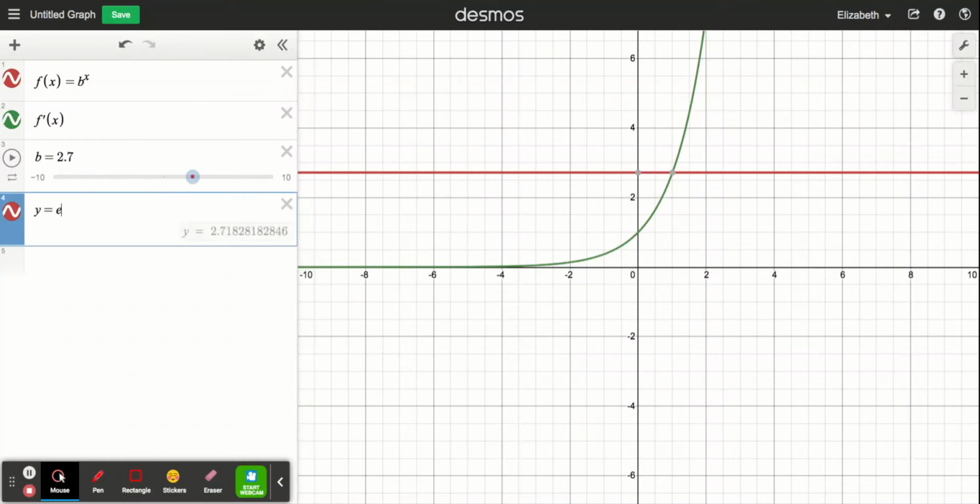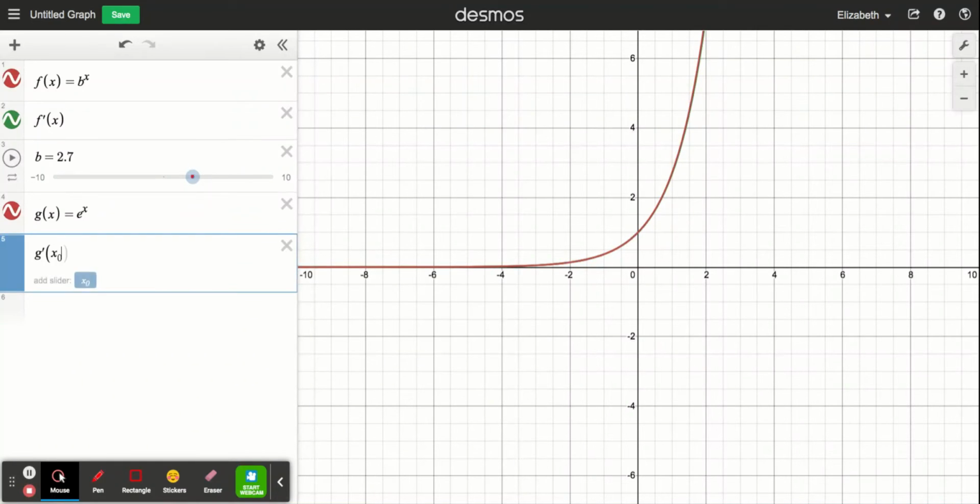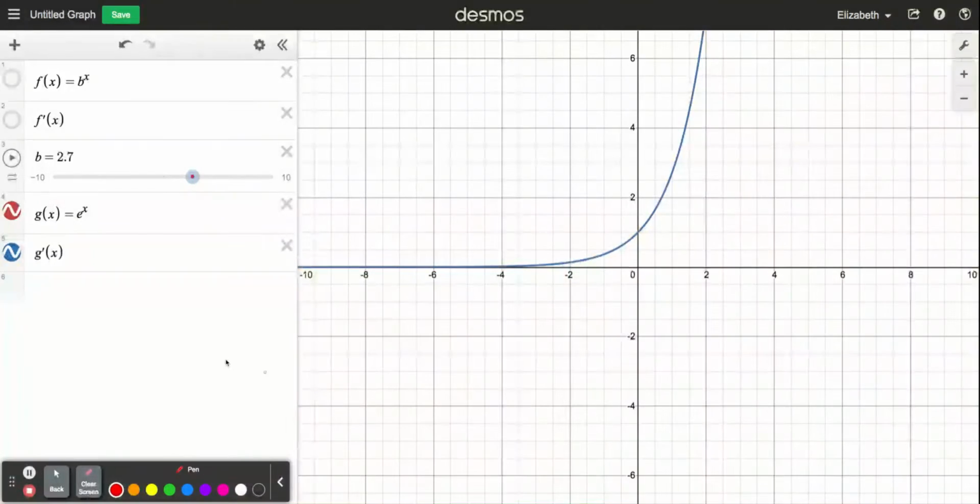So here we estimate it to be about 2.7, but in general, let's do g of x equals e to the x. If you take the derivative, it lies right directly on top. So this is a really exciting function. This is why it's called the base of the natural logarithm. It's the most natural base, because the derivative is itself. This is the only function whose derivative is itself.